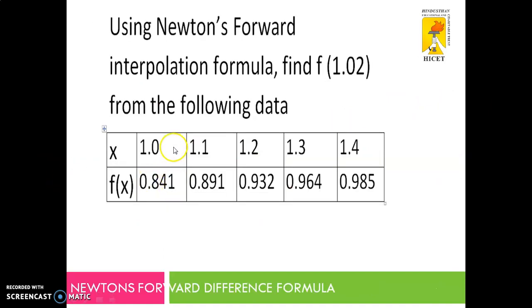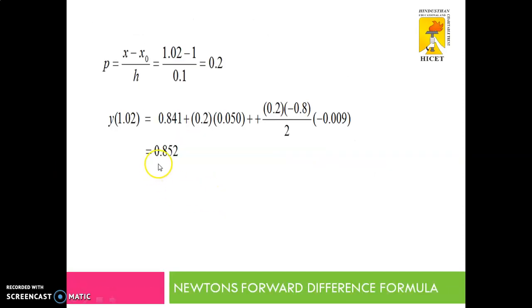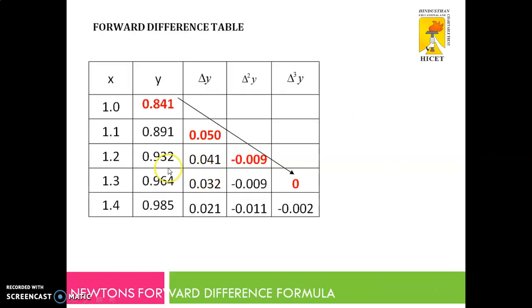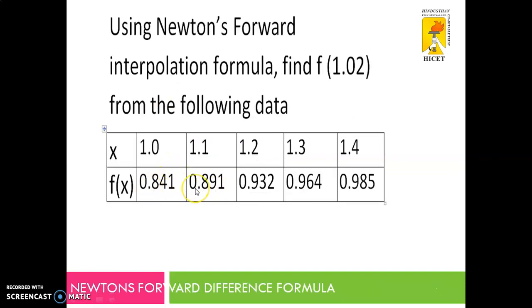So when the value of x is 1.02, the value of y or f of x is 0.852, which lies in between these two values. When the values of x are equally spaced, we can apply Newton's forward interpolation formula. One more condition is that the unknown value of x should occur at the beginning of the table. If it occurs at the end of the table, we use Newton's backward interpolation formula, which we will discuss in the next video.